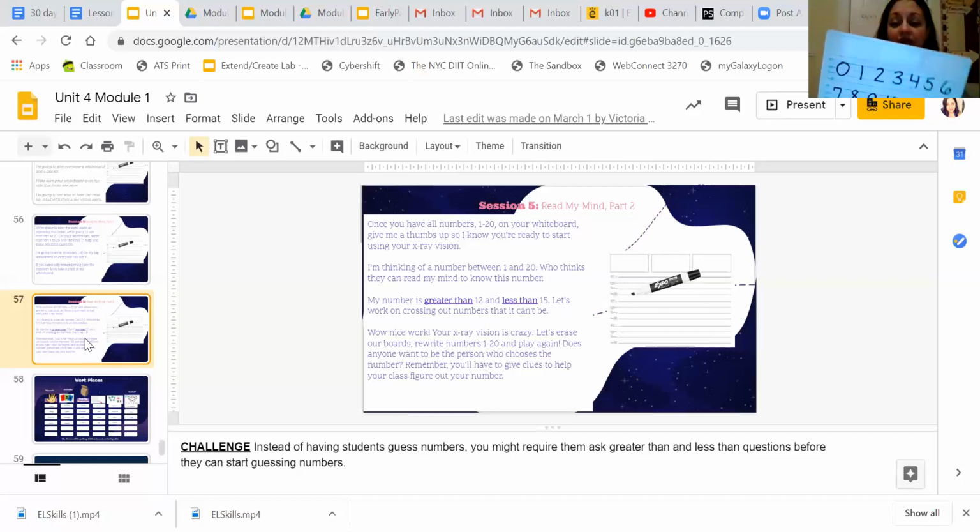All right, so here it is again. Remember, write them nice and neat, just like me. See, I wrote 0 to 20 one more time. And I'm going to give you the clues. Remember, greater than, less than. We're thinking of numbers that are more than, greater than, and less than means littler, smaller than.